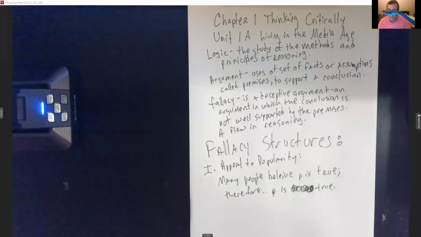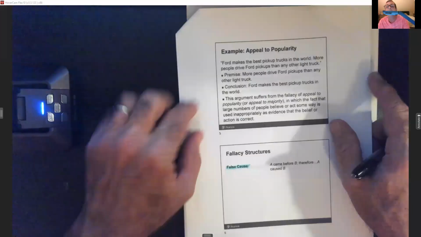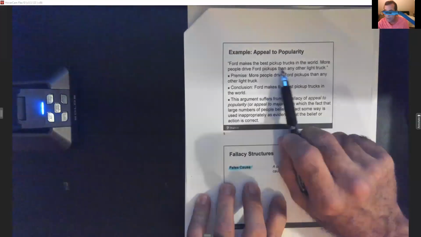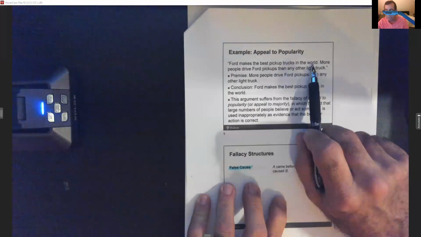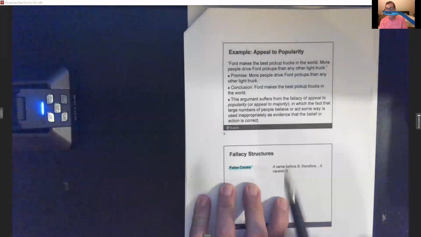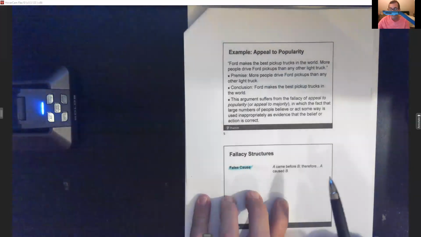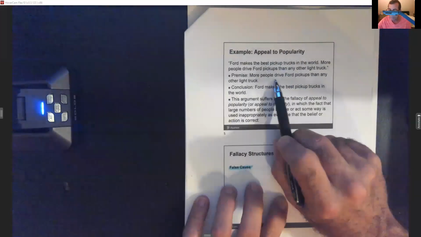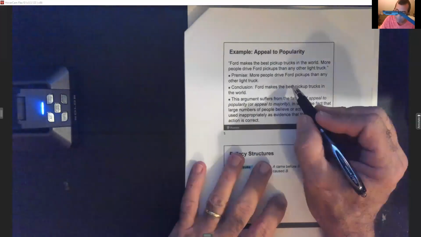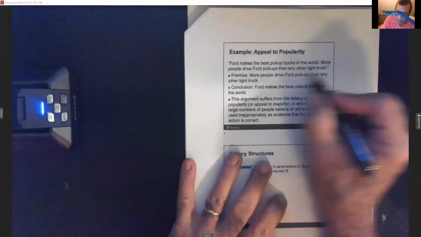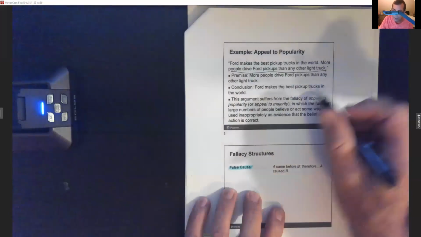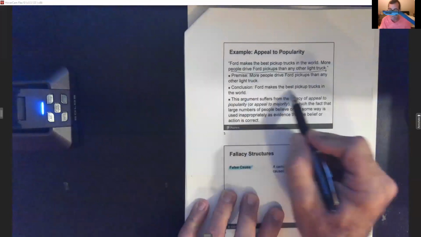So let me show y'all an example of something that would be an appeal to popularity. Ford makes the best pickup trucks in the world. More people drive Ford pickups than any other light truck. Okay, so the premise: more people drive Ford pickups than any other light truck. See, sometimes they're out of order, right? So this one is telling me more people drive Ford pickups than any other light truck. The conclusion is Ford makes the best pickups in the world.